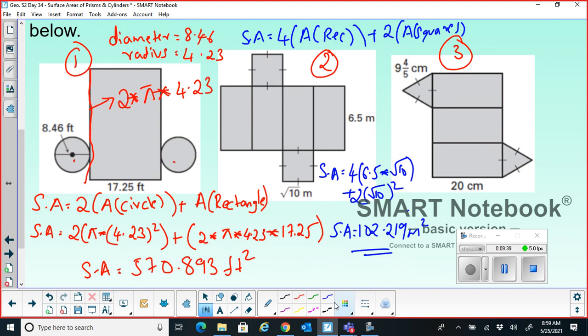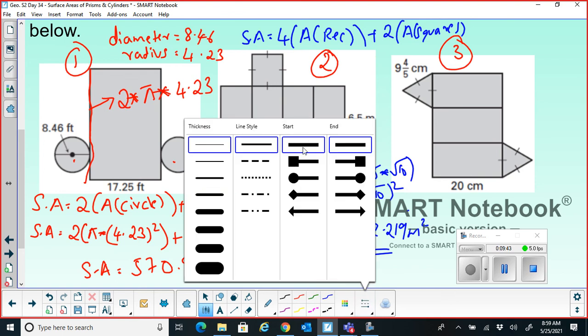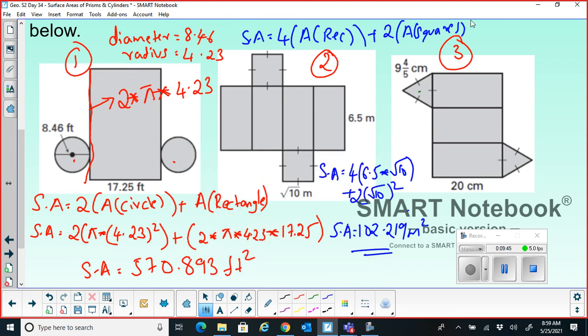This one is going to be, we have 3 congruent rectangles and 2 congruent triangles. So surface area is twice the area of triangle, I'm just keeping T for triangle, plus 3 times the area of rectangle. Okay, let's further simplify. Area of triangle.